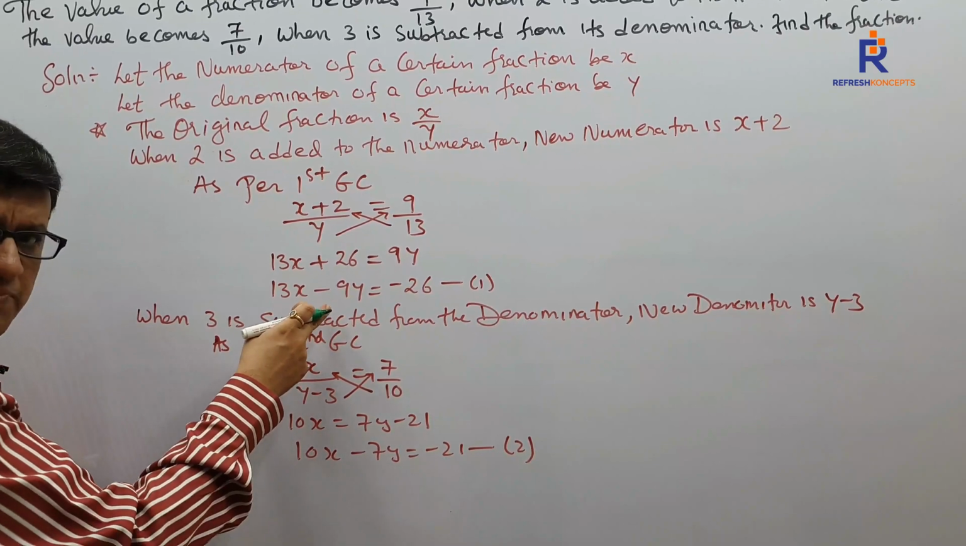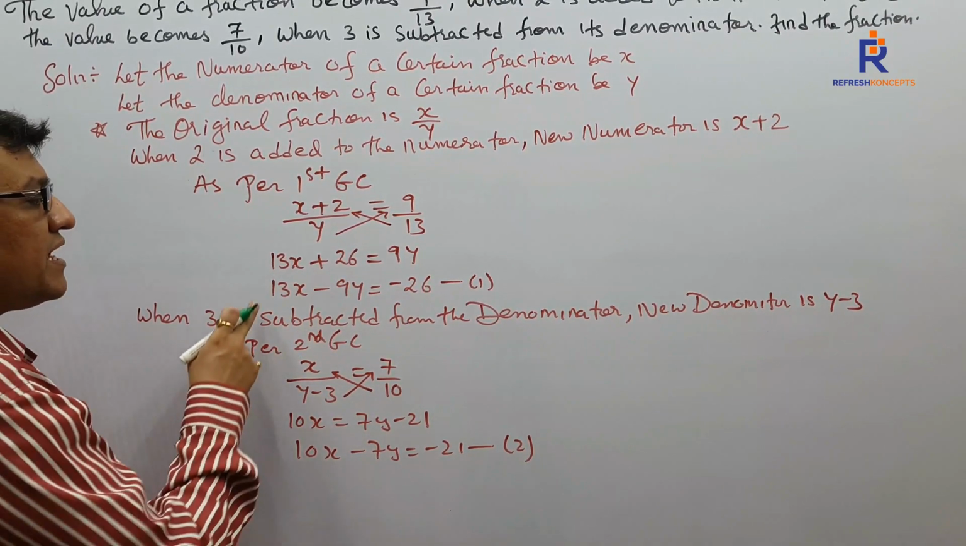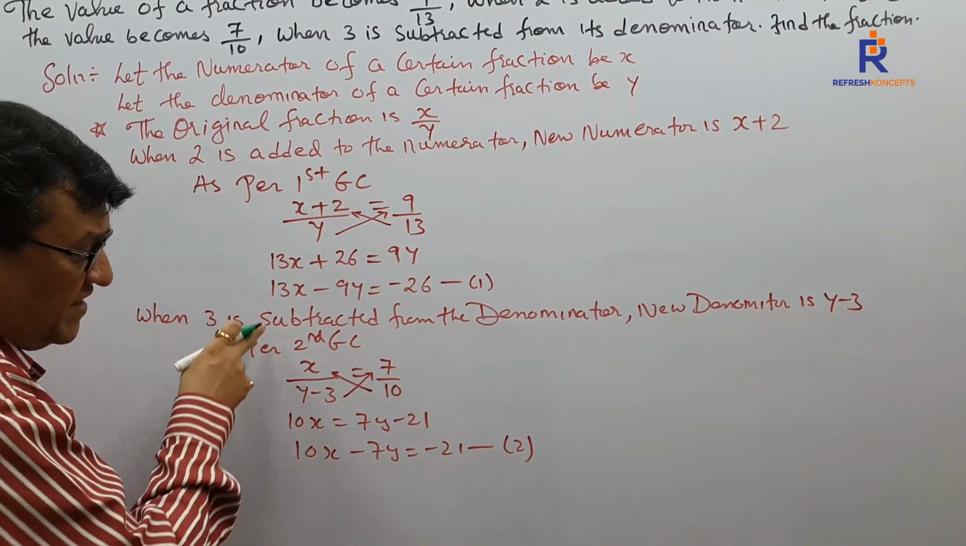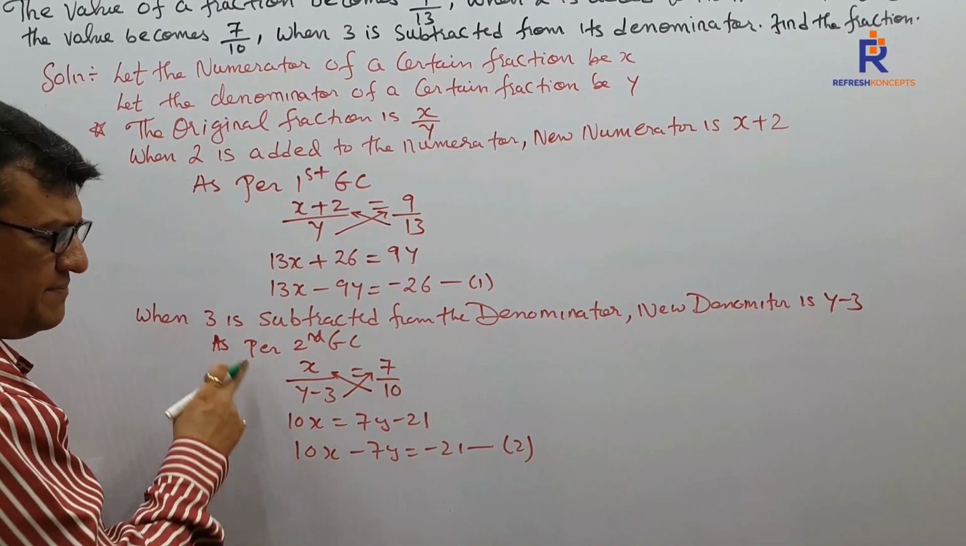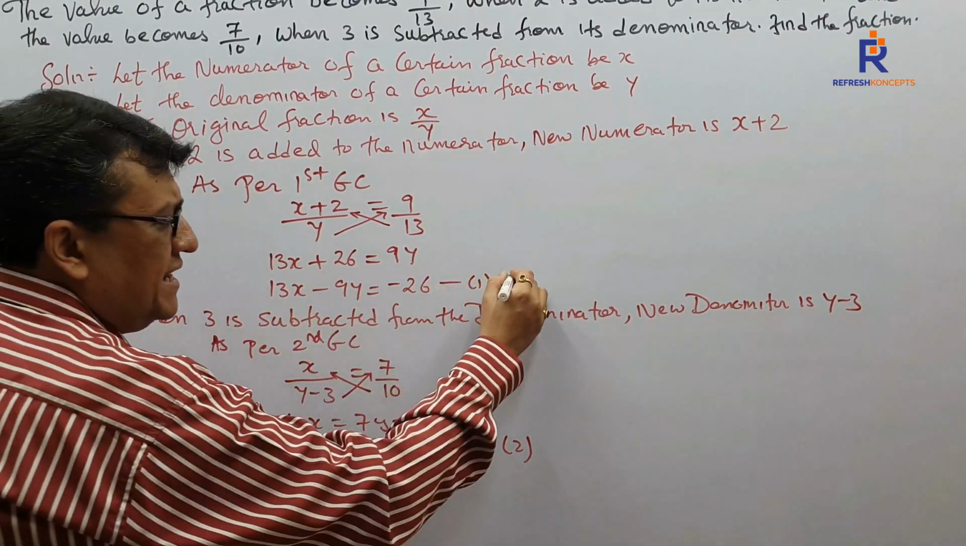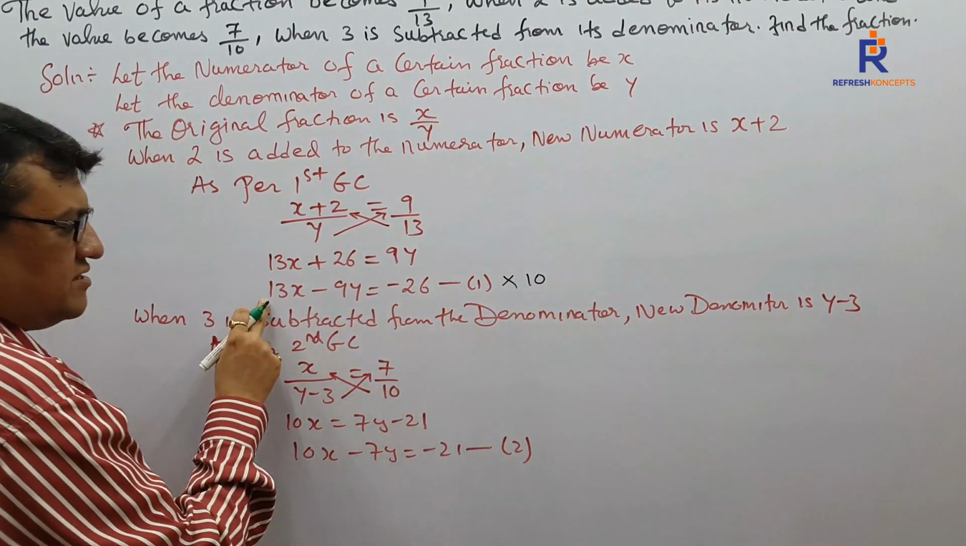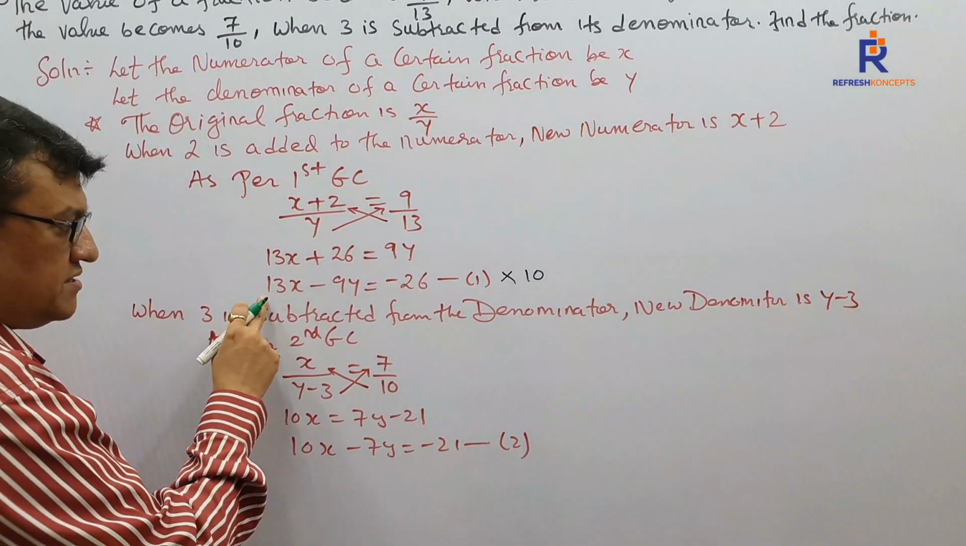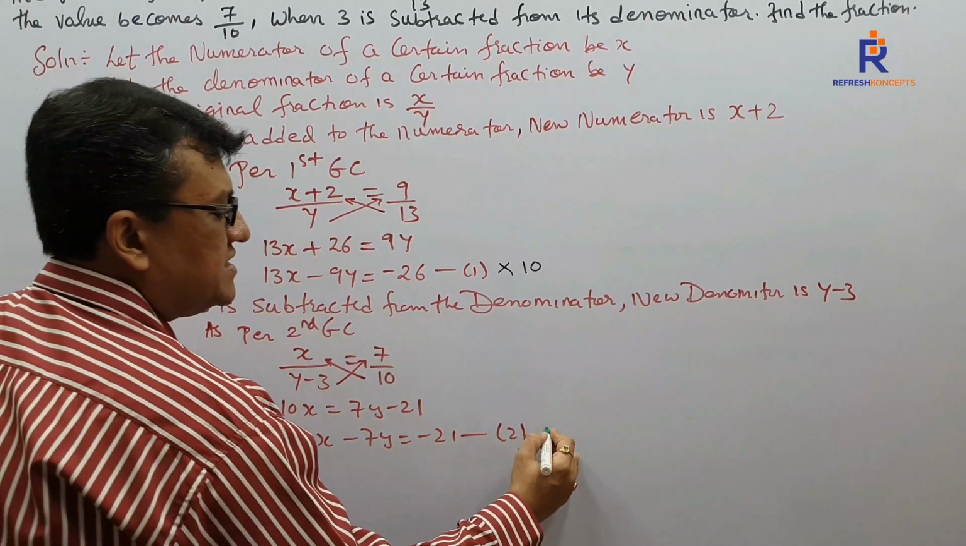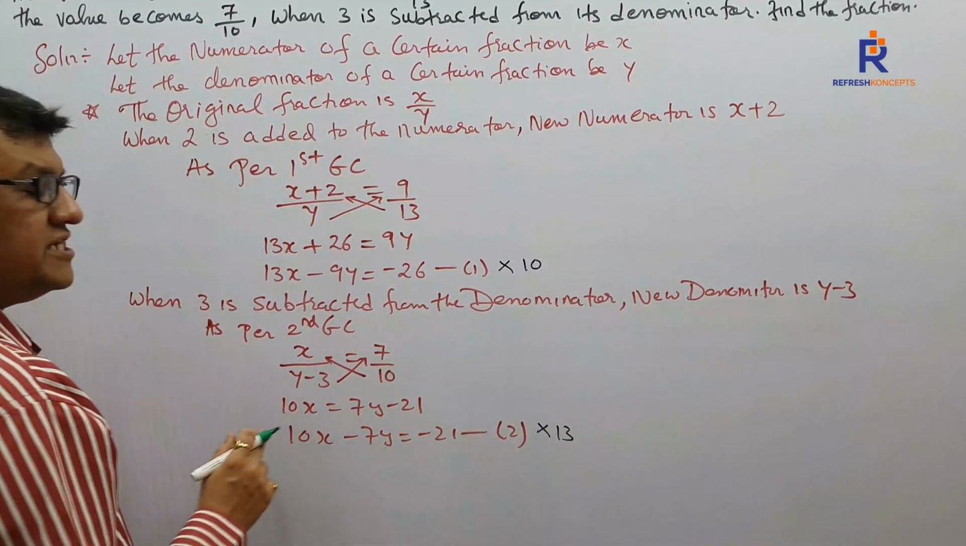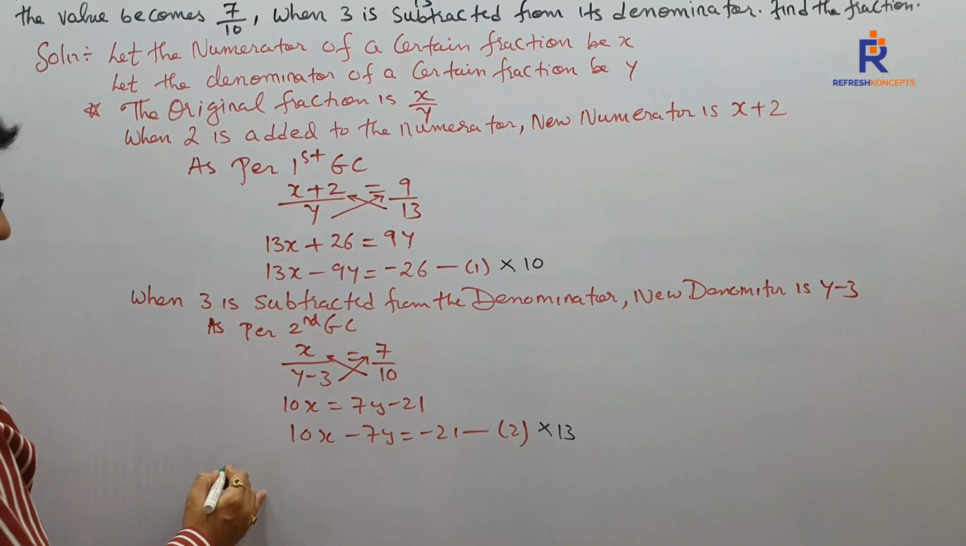If you want to pick up y, you can pick up that also. I'll pick up x. Though you feel that number is bigger, but multiplication according to me is easy. Multiply this by 10, so how much is it going to be? 130. Multiply this by 13. So what is going to be? 130.